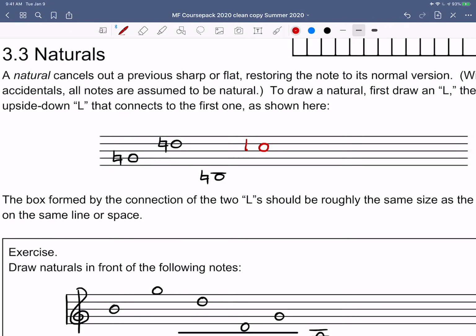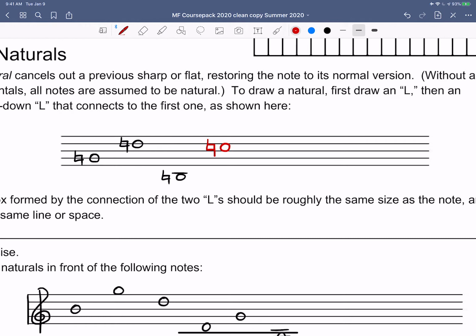You'll do kind of like a regular uppercase L and then an upside down uppercase L, intersect them, and then what you end up with is something that looks like a square with two lines jutting out from it. You want to orient these so that they match where the note is located. So here is a line note, and you can orient the natural like so. Just make sure you don't do them too small, and you don't do them too big, and you don't put them in misaligned locations. So these are fine.